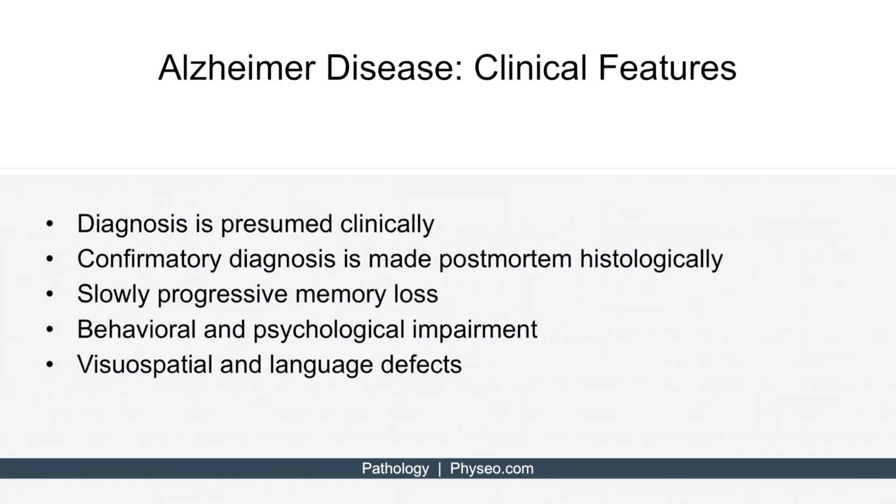The diagnosis is presumed clinically. A confirmatory diagnosis can only be made post-mortem when examining the tissue histologically. Patients will present with a slow onset progressive memory loss. There may also be behavioral and psychological impairments, such as apathy and social isolation. Finally, patients may progressively develop visuospatial and language defects.